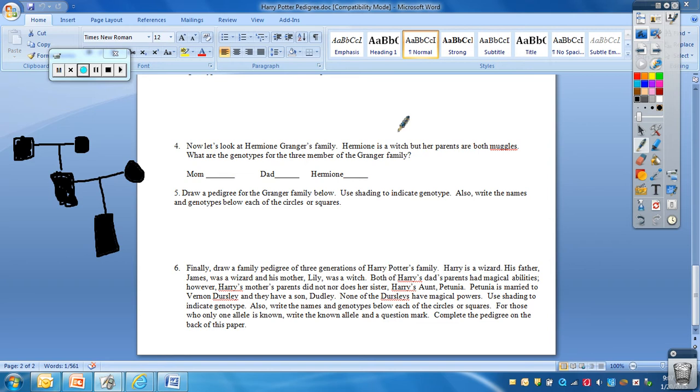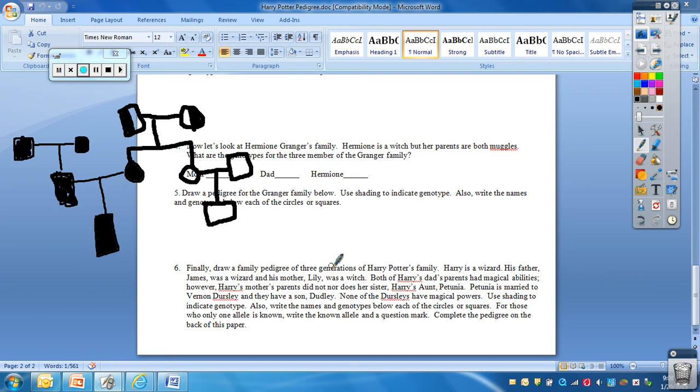However, Harry's mother's parents did not, nor does her sister. So let's add her sister. Both of her parents did not, so in order for their parents to not have magic, but for her to have it, they have to be heterozygous. And the sister, we're not sure what the sister is. Petunia is married to Vernon, and they have a son, Dudley. None of the Dursleys have magical powers, so indicate whether or not they're heterozygous.